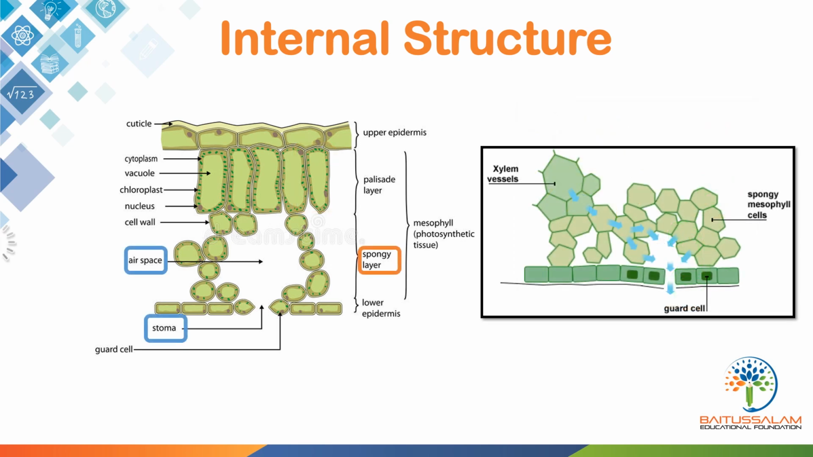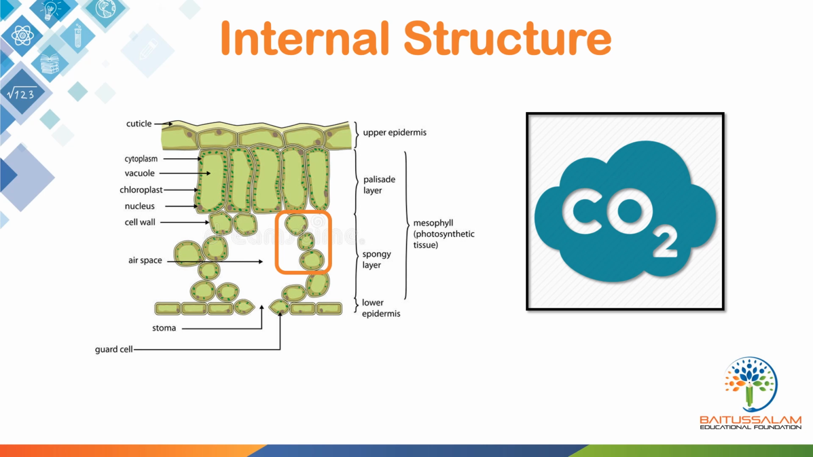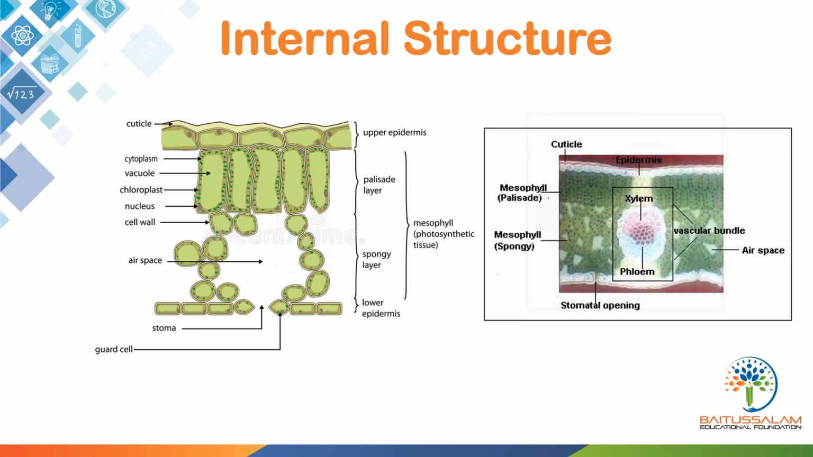Spongy mesophyll cells are irregular in shape with numerous intercellular air spaces around them to allow for fast diffusion of carbon dioxide, which enters the leaf through the stomata, moving to all photosynthetic cells. They contain fewer chloroplasts than palisade mesophyll cells. They are covered with a thin film of moisture so that carbon dioxide can dissolve in it.